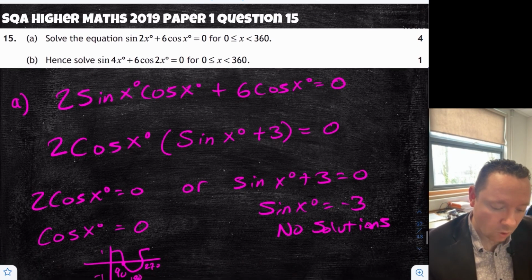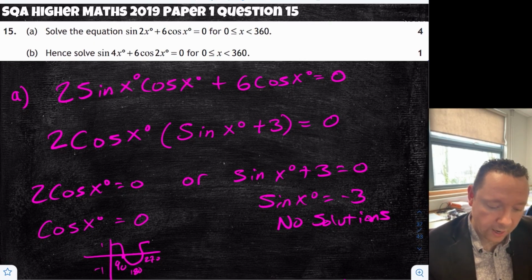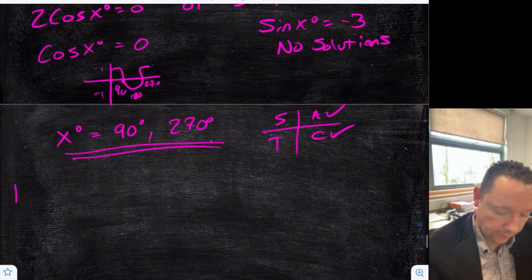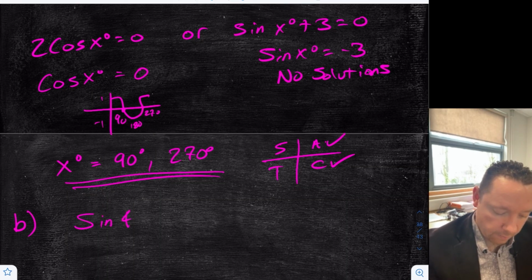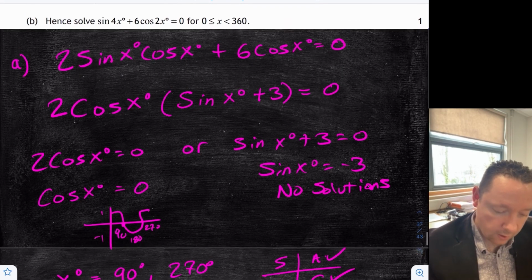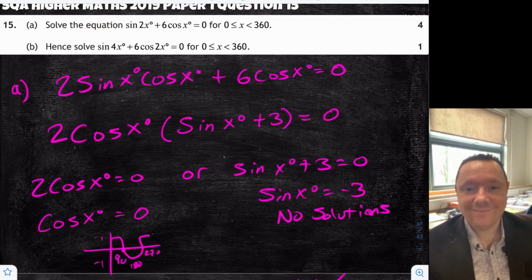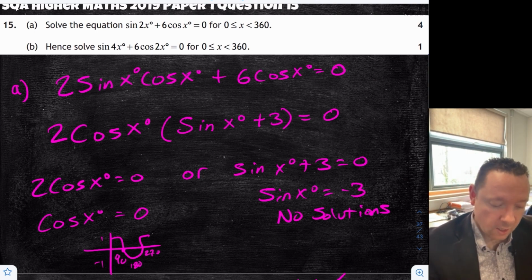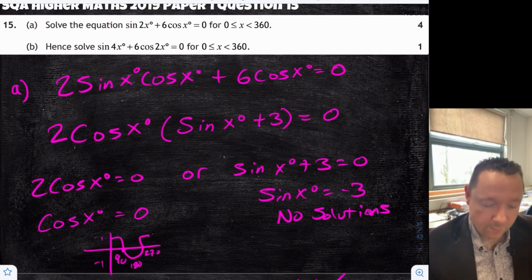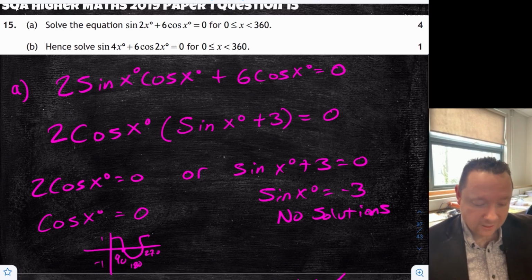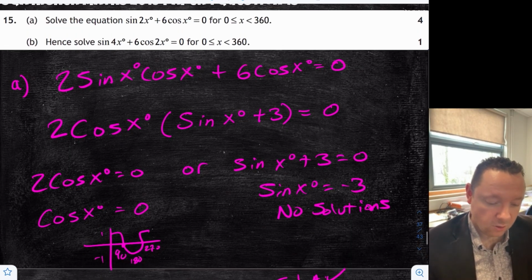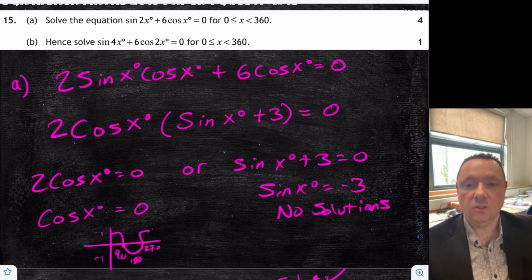Part B says, hence solve sin 4x plus 6 cos 2x equals 0. So part A was sin 2x plus 6 cos x. So the numbers in front haven't changed, so it's not a multiple. However, the angles have just doubled, so the frequency's just doubled. So that means that our answers to part A were when x equals 90 and 270. So now it's just 2x equals 90 and 270. There's no real extra work to do.